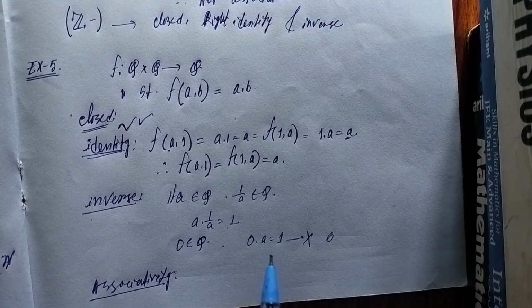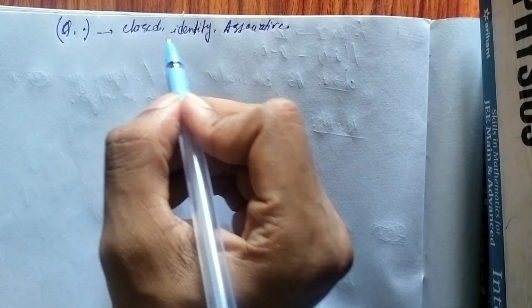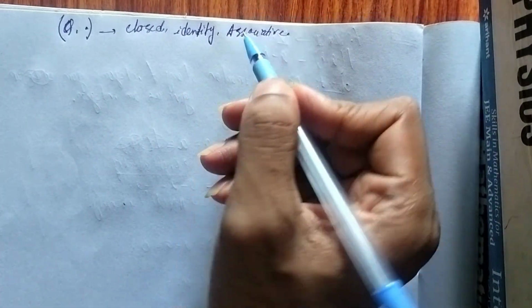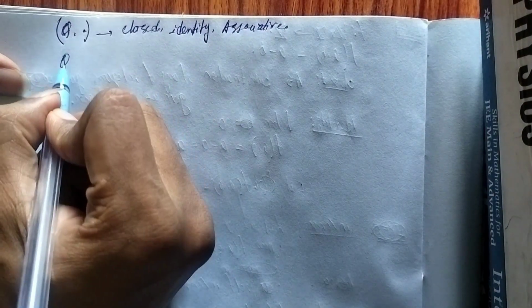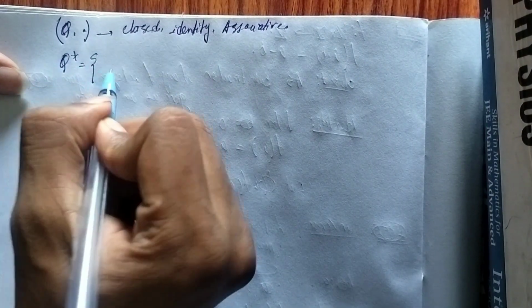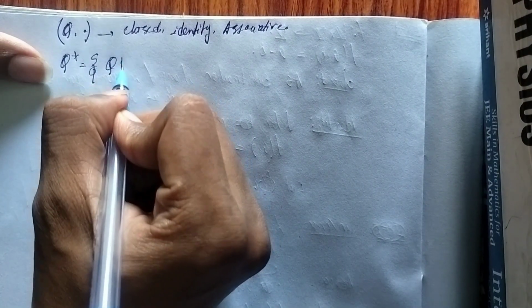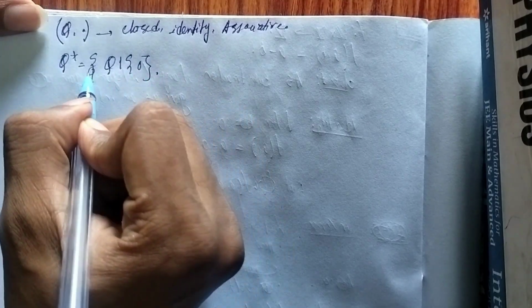So here is a trick. What are we going to do? Let's see. Q under multiplication is closed, has an identity, and is also associative, but not all the elements have an inverse. The only problem that we are facing here is the 0. For the 0 element, we are not finding the inverse. So what if we just delete 0 from the whole Q? That means, let's say Q star: we take Q, we just exclude 0 from it. This is the Q star.